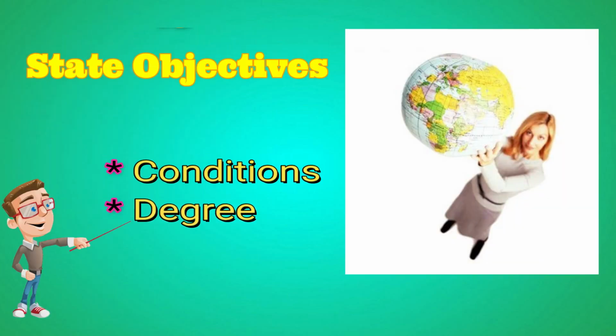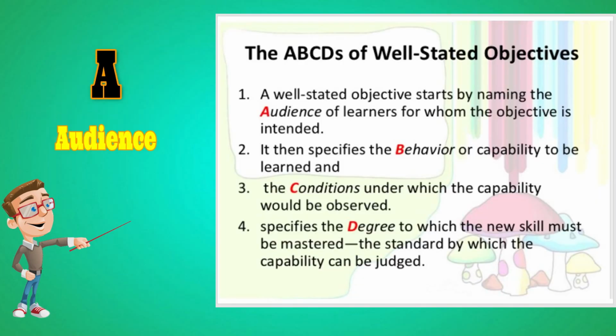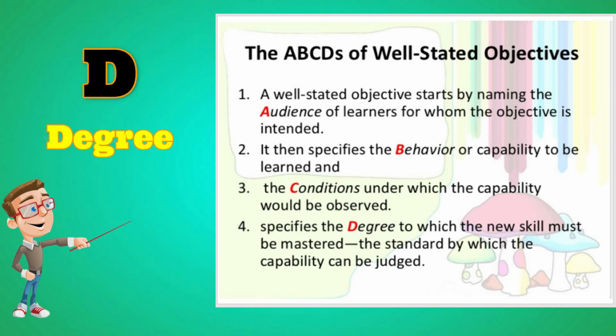The next is state objectives. Once you know your students, you can begin writing the objectives of your lesson. Objectives are the learning outcomes, that is, what the student will get out of the lesson. The ABCDs of writing objectives are: Audience, who are your students? Behavior to be demonstrated. Conditions under which the behavior will be observed. Degree to which the learned skills are to be mastered.